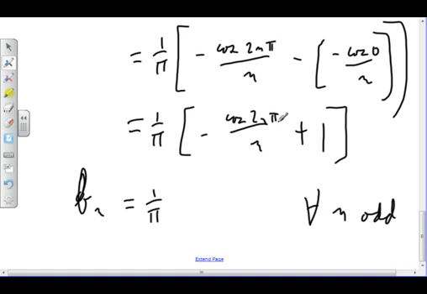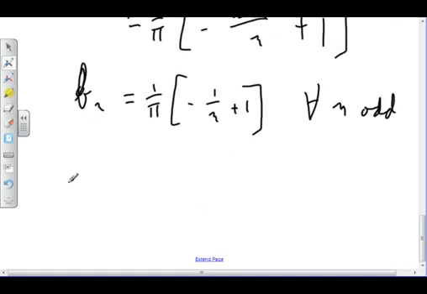So that's going to be a 1. And that's going to be, so I'd have a minus 1 over n plus 1. And if n is even, I'm going to have the same thing both ways.